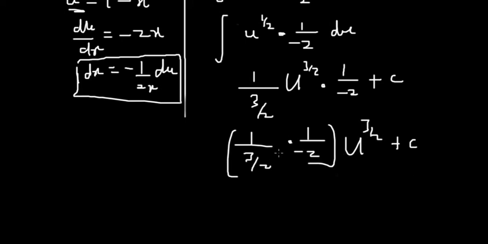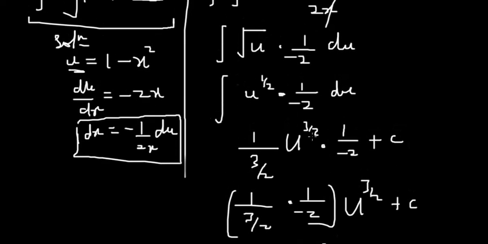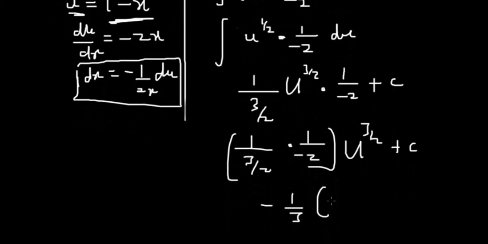From here you could just introduce your u, and then just multiply this one throughout. When you multiply 1 over 3 on 2 by 1 over minus 2, you end up with minus 1 over 3, open bracket. We know that u is already 1 minus x squared, so you just substitute that. So we have 1 minus x squared, close the bracket, exponent 3 on 2 plus C. So this will be our final answer. This is very simple.